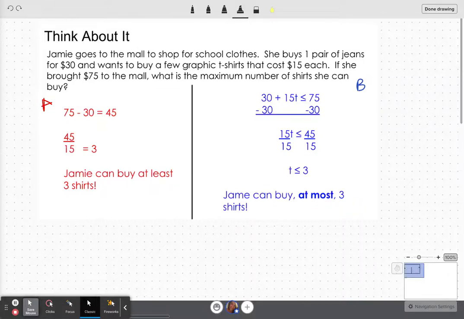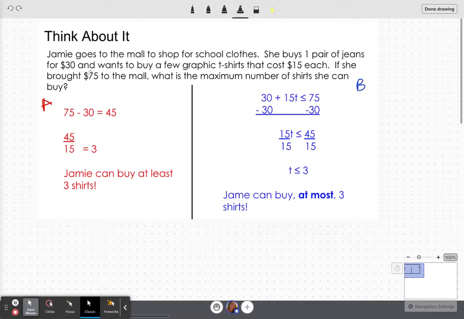All right, so you all just got a chance to work on this, think about it. And I have two examples of really common ways that people have solved this problem. And we need to figure out who has solved it correctly and why. When I look at the work that student A and student B did, I see a few similarities.